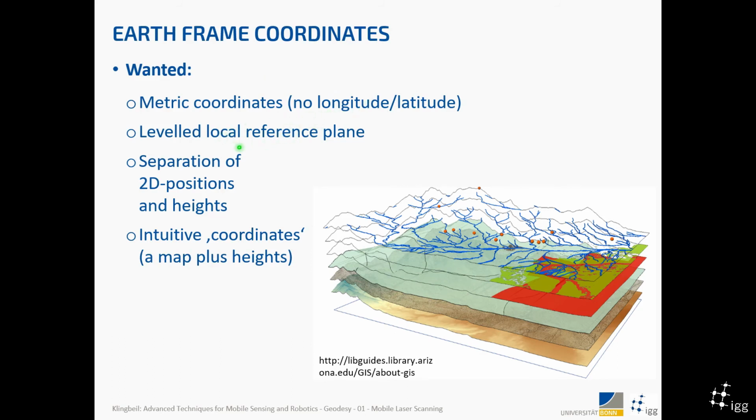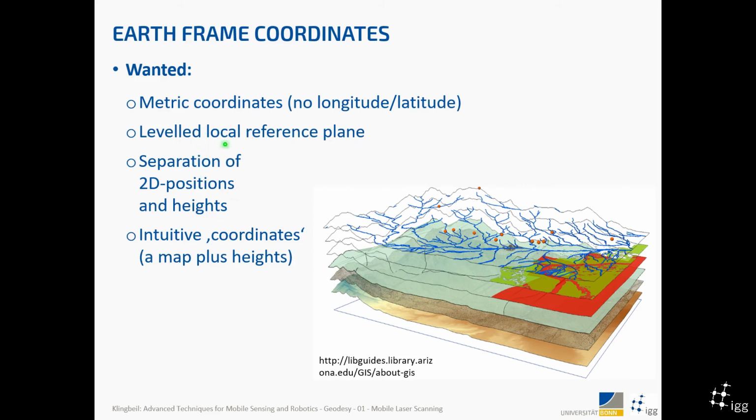So what you want to have is metric coordinates, but metric coordinates which somehow can be related to the horizontal plane where you are. So the leveled local reference plane. This is something which usually you feel most comfortable with, right? It's like a map. You have this old school map, a 2D map, and you just think of adding heights to that map, right? And this is what you usually want.